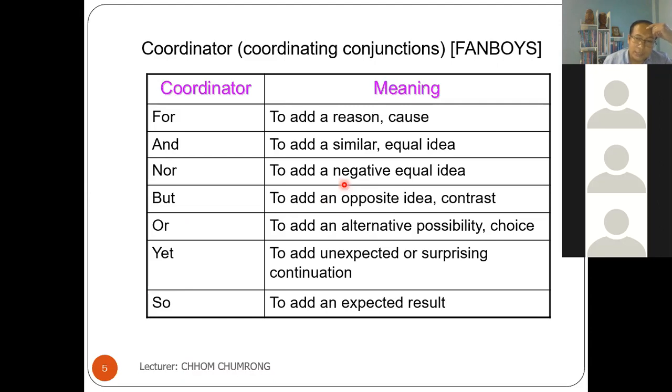Subordinating conjunction, not coordinating. Coordinating is only for, and, nor, but, or, yet, so. And when we use it to make a compound sentence, what do we need? A coordinating conjunction. But what kind of punctuation do we need? Comma. Yeah, comma, easy, right? Comma plus FANBOYS.